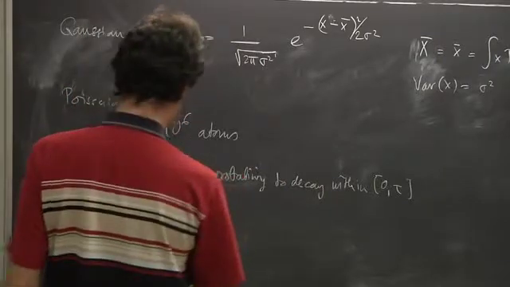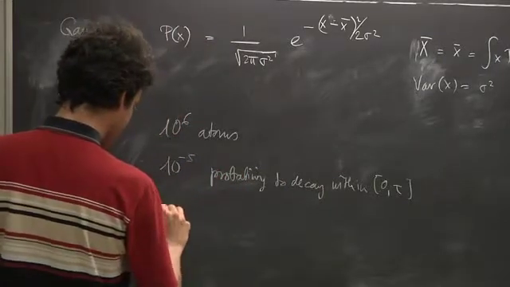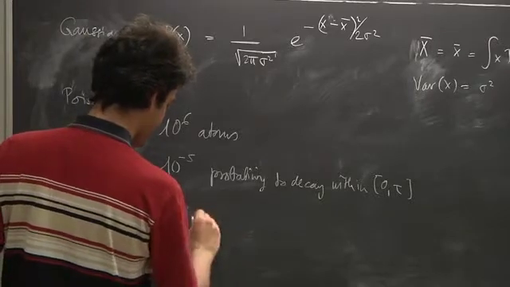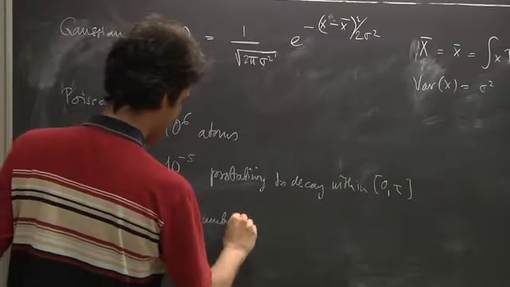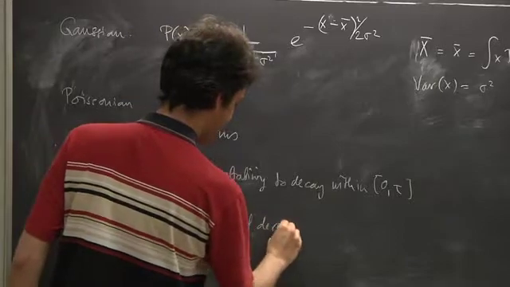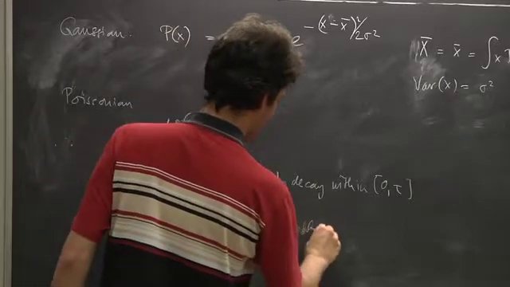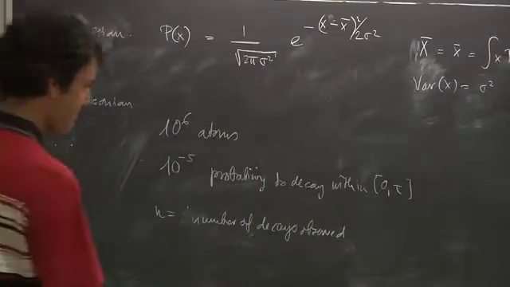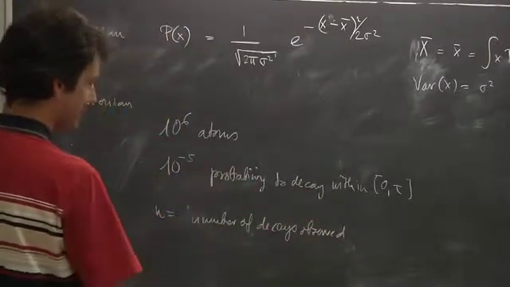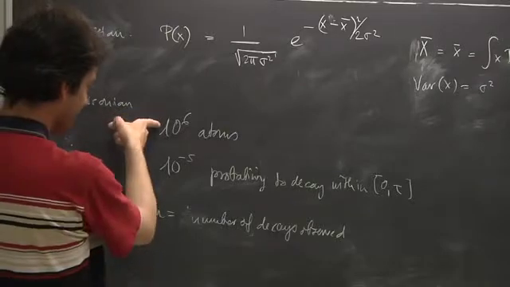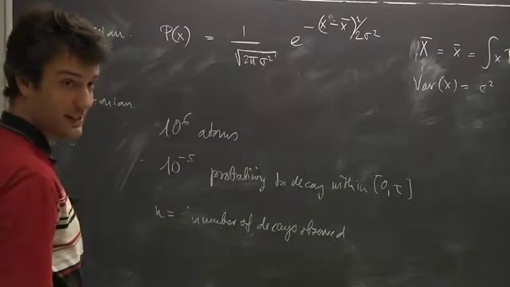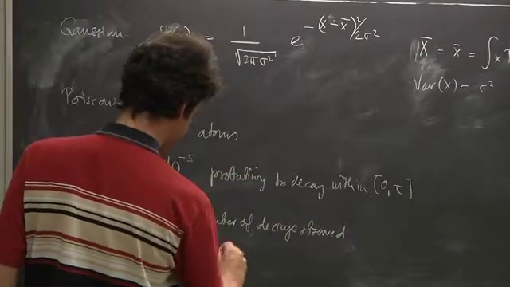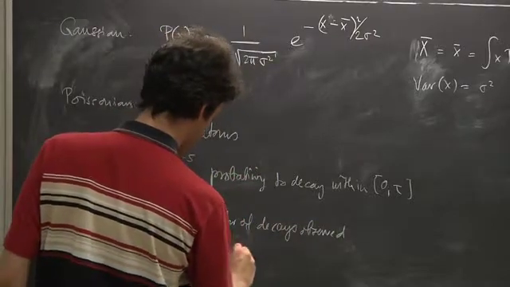Okay. So n would be the number of decays observed. Okay. So on average, you expect 10 to the 6 times 10 to minus 5, no? So you expect the average will be just 10, no?